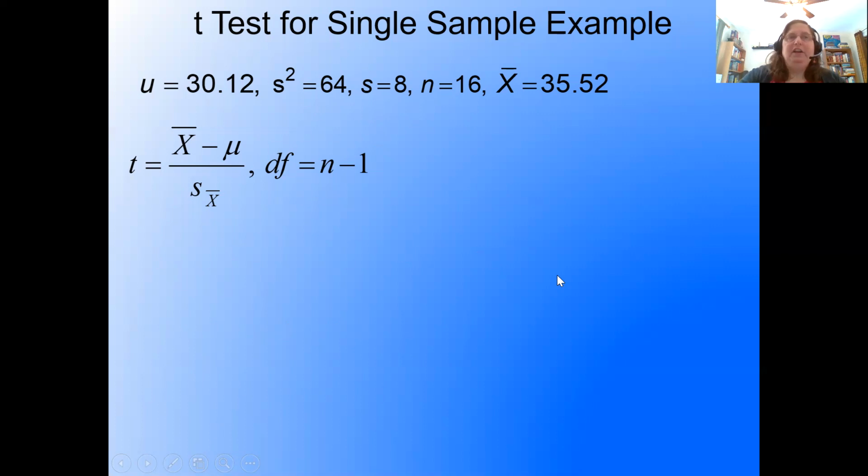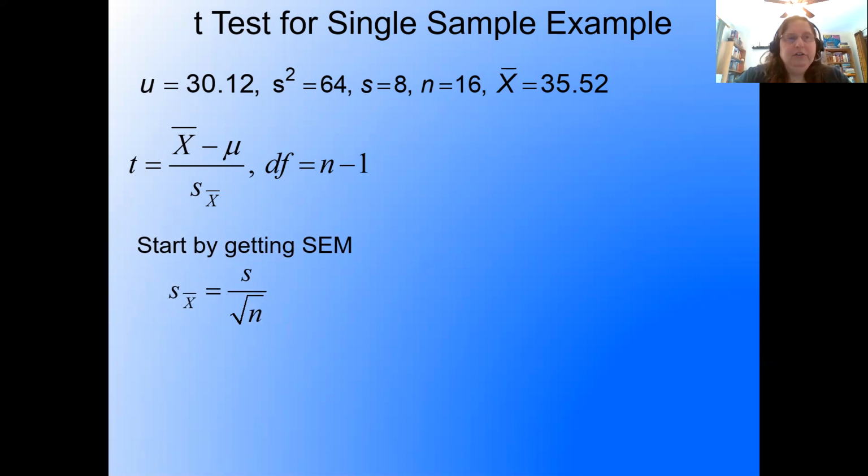So I don't have raw data, so I don't need to start with step 1. I also don't have s of x bar, so I can't start with step 3. Well, I guess that leaves me with step 2. And I do have an s squared, and I do have an s, so I'm all set. I'm totally fine to do step 2. So we're going to start by getting our standard error of the mean. Now remember, I could do square root of 64 over square root of n, or I could simply take 8 over the square root of n, which is what I'm going to do.